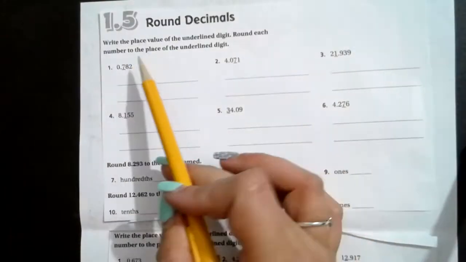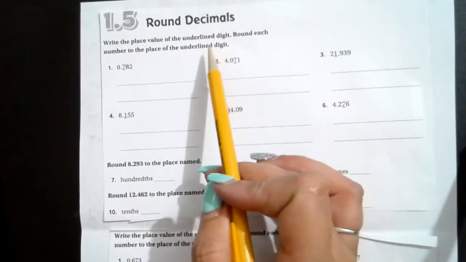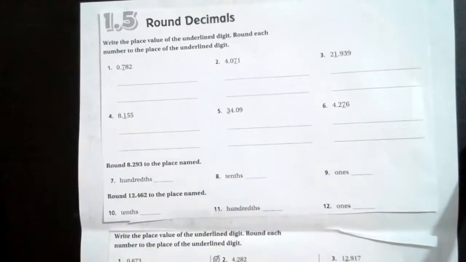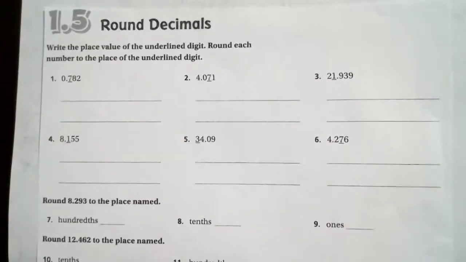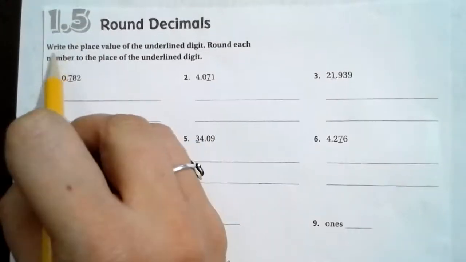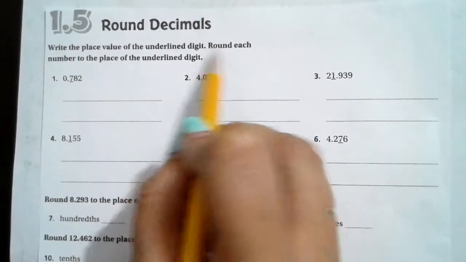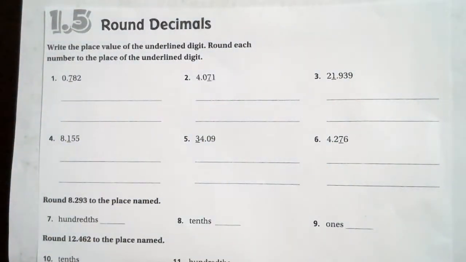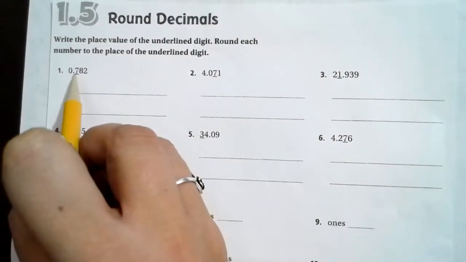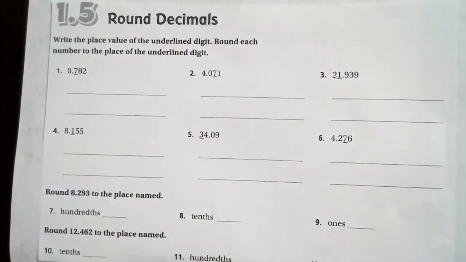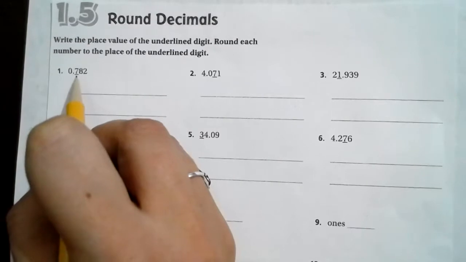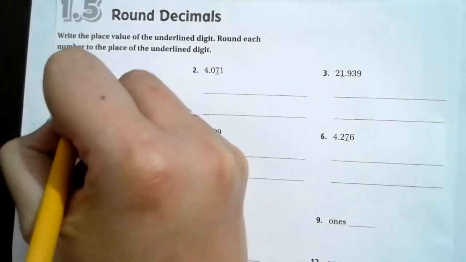Okay? So write the place value of the underlined digit. First, they want you to name the place value. So we need to make sure that we're doing that first. Write the place value of the underlined digit and then round each number to the place value underlined. Well, what place value is this digit right here? Well, I have the decimal and then this is the tenths.